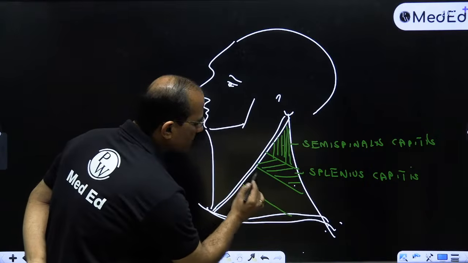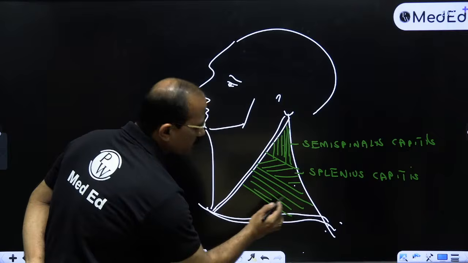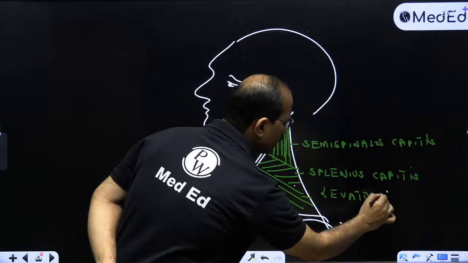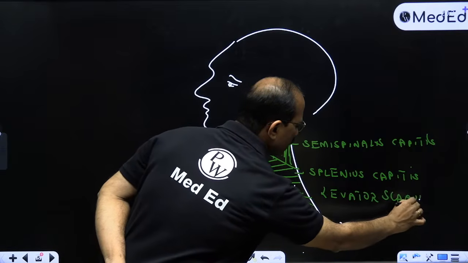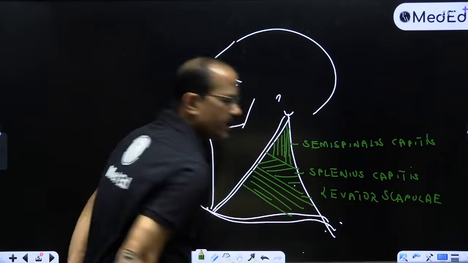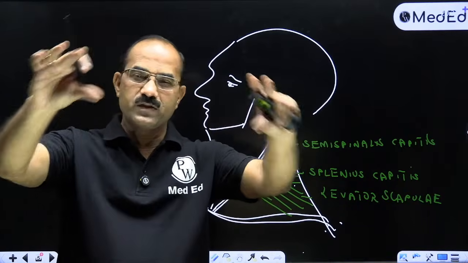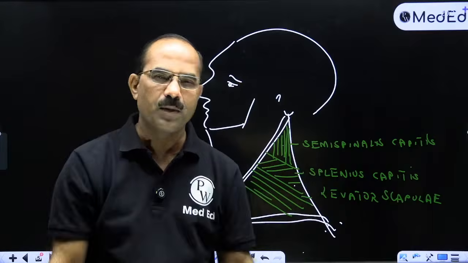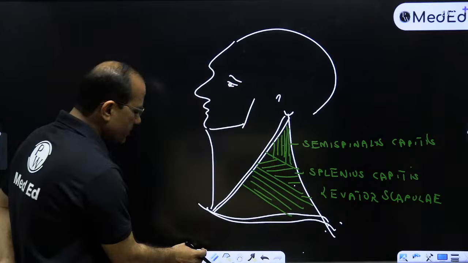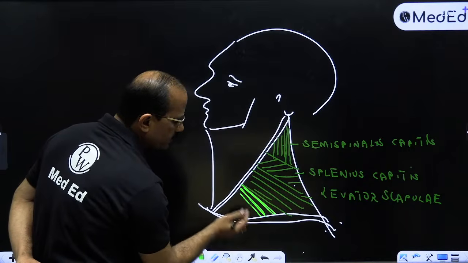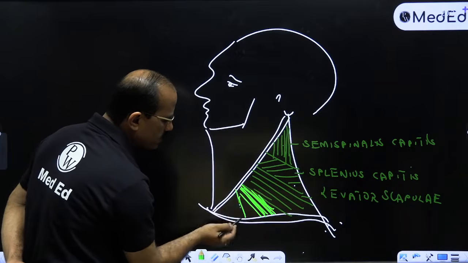The third muscle, look, we know this muscle. This is what we call the levator scapulae. Levator scapulae is attached to the scapula. The muscle which is attached to the scapula, that's the levator scapulae. Fine. Now come our next muscles. I'll draw this in a different color so it will be clear to understand. Now comes this muscle and this muscle.